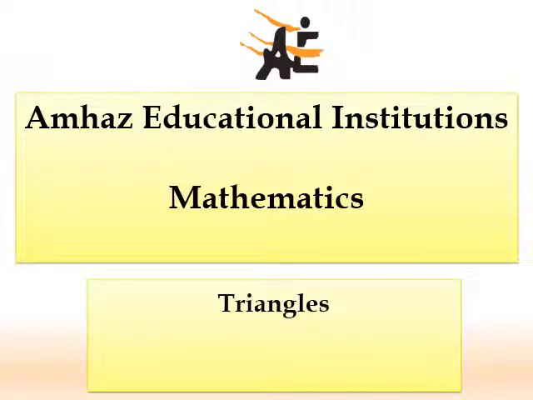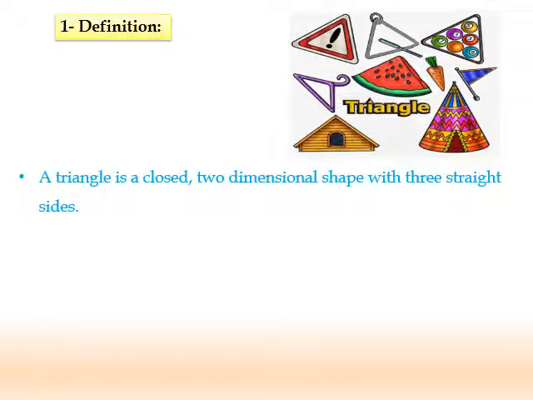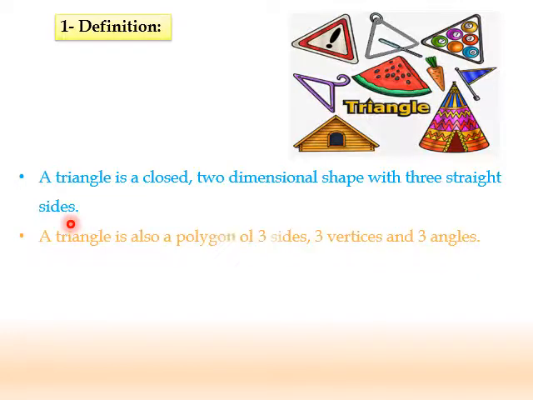It's about triangles. Let's start by the definition. A triangle is a closed two-dimensional shape with three straight sides. Or in other words, a triangle is a polygon. A polygon is a closed geometrical shape. A triangle consists of three sides, three vertices, and three angles. From the name, it's triangle. Tri means three. It's a shape that has three angles.